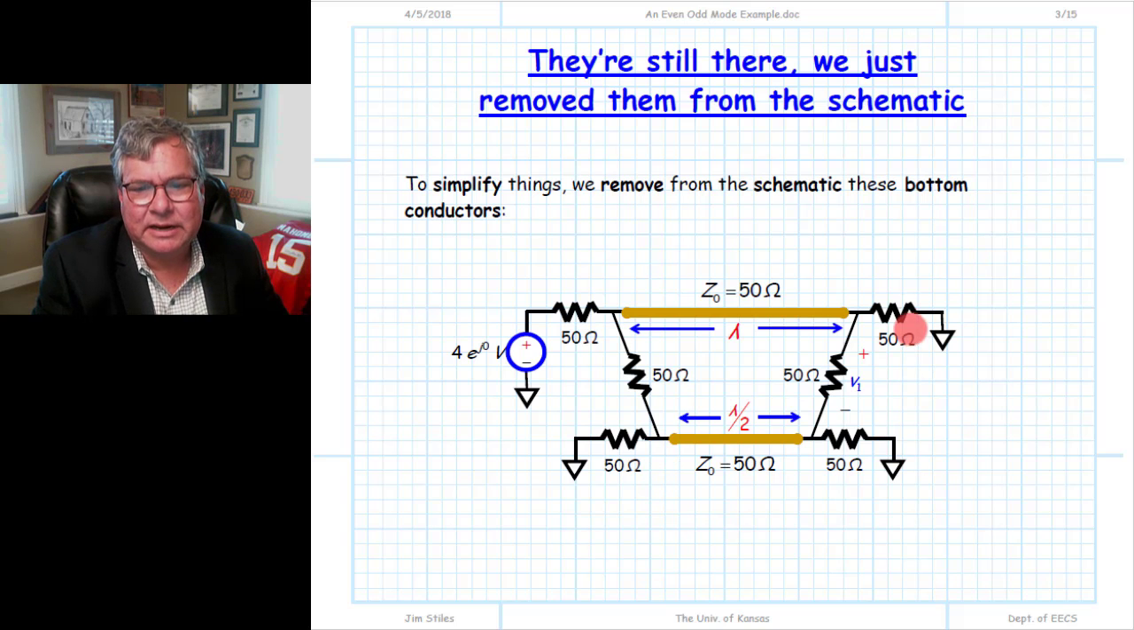And what we've done is connect a matched, quote-unquote, matched load to each of these ports and a matched source into this port here. And again, we're trying to find the voltage that occurs here.